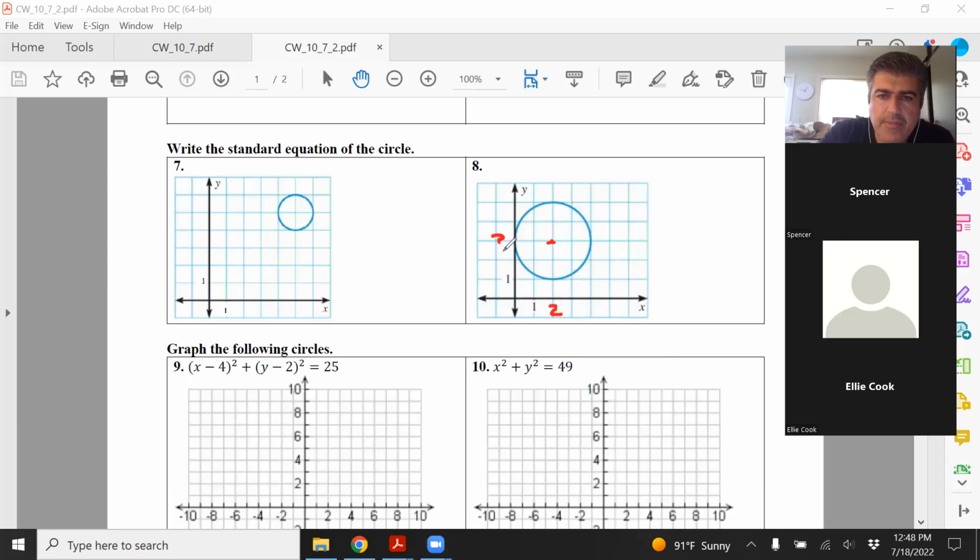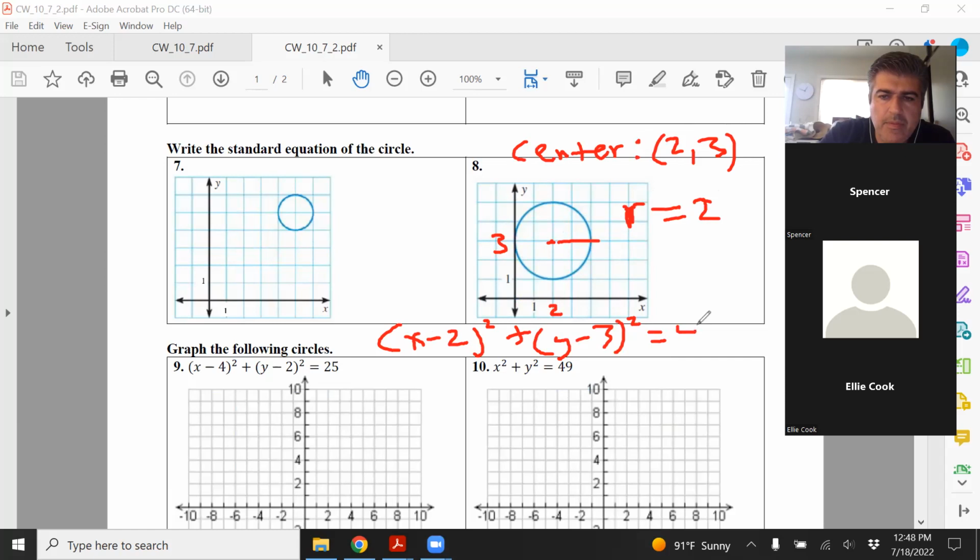The center is at 2, 3. The radius is 2. So you get x minus 2 squared plus y minus 3 squared equals 4. Okay, that's number 8. And then finally, for number 10, you're asked to graph this.